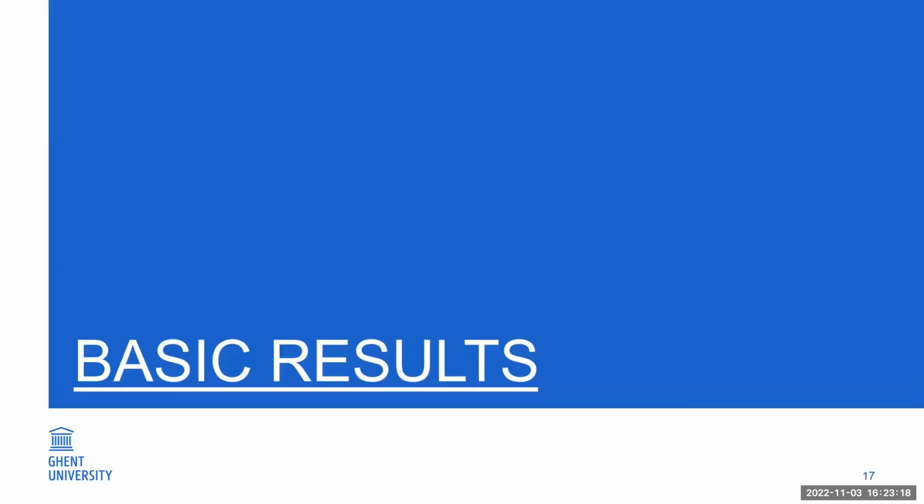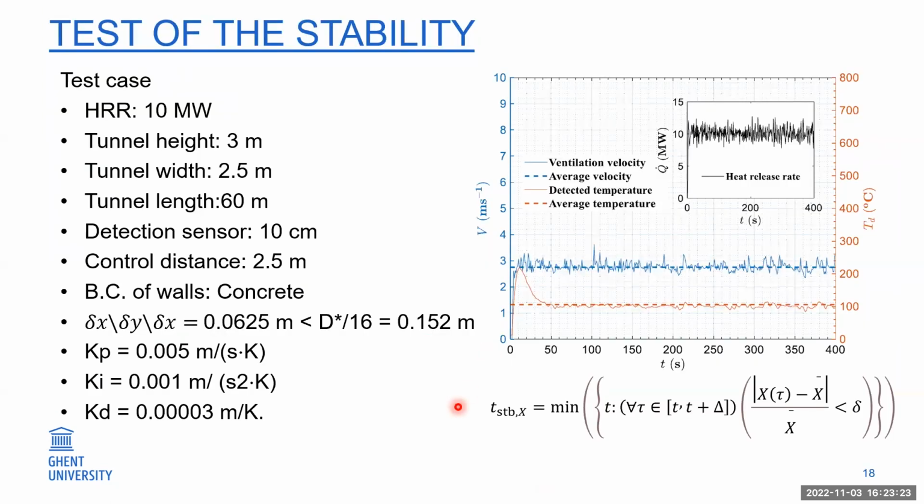And next is the basic result of this method. Firstly, the most important thing is the stability of the system, because every automatic control system needs to be stable. If it cannot be stable, then the system will be broken in the end. In this test case, the heat release rate is set to 10 megawatts, and the tunnel height, width and length are respectively 3 meters, 2.5 meters, and 16 meters.